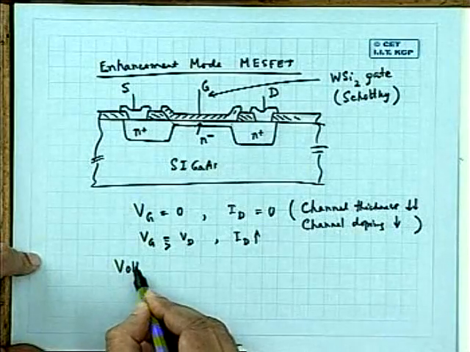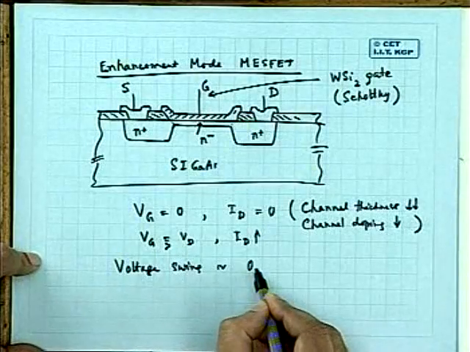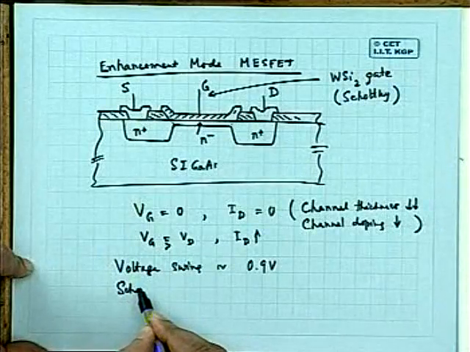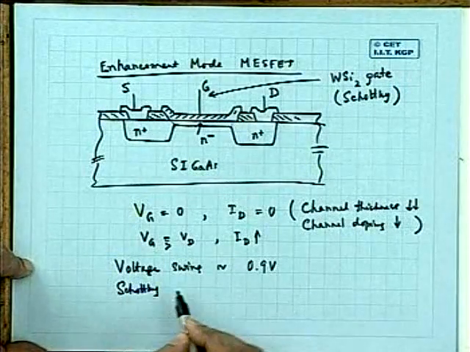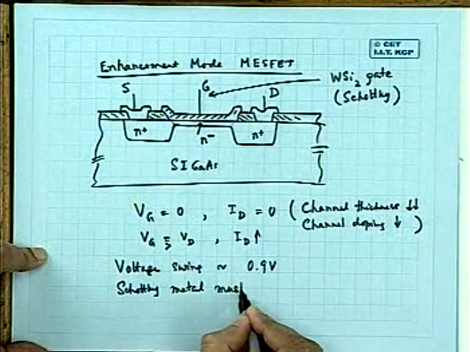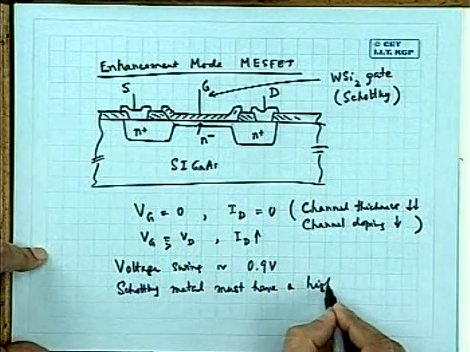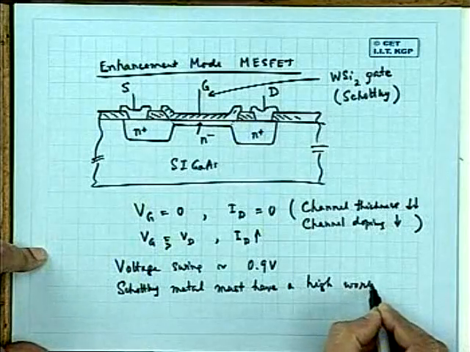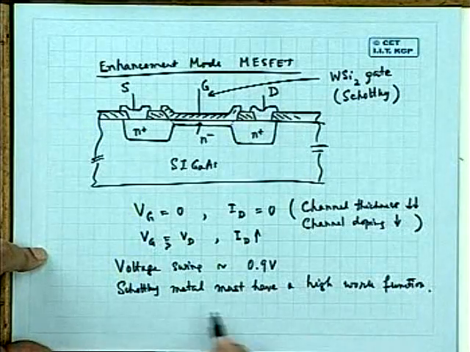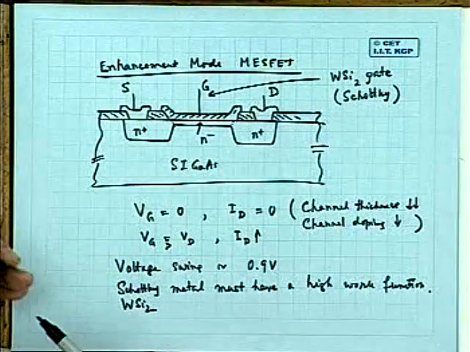Voltage swing requirement is the Schottky metal must have a high work function. That is why I have selected tungsten silicide. It is a typical material for this.